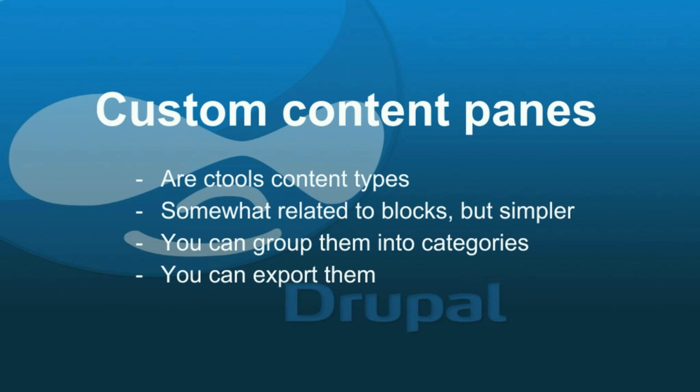Custom content panes are the ctools content types. Ctools content types are one type of plugin that the ctools module provides. You can do a lot of things with them, but only from code. From the interface, from my point of view, they are somewhat related to blocks. They have body and title, and you can place them from a panel where you want. You can also group them in categories, so that they are easier to find in the panel add content pop-up.